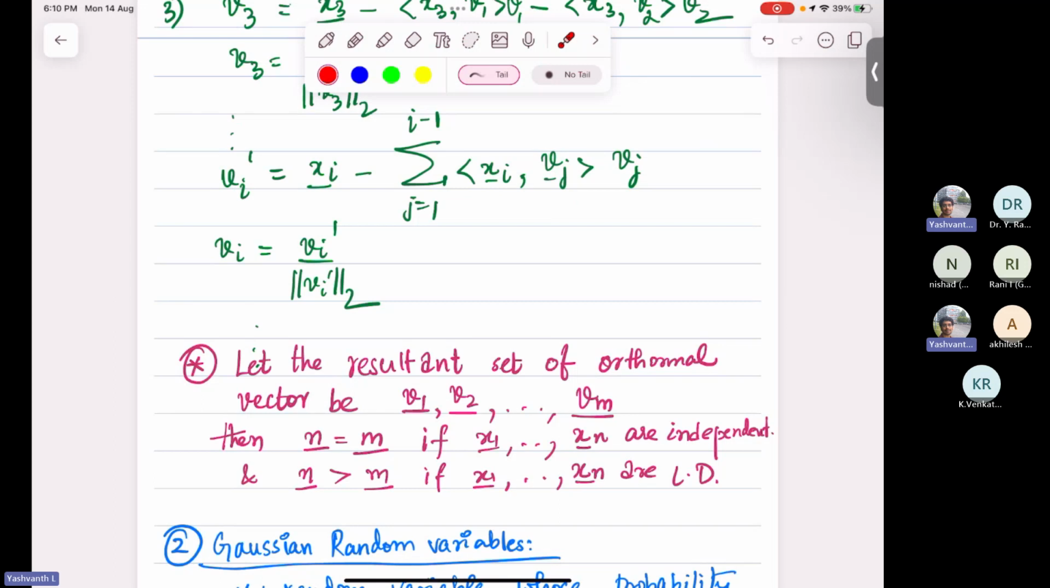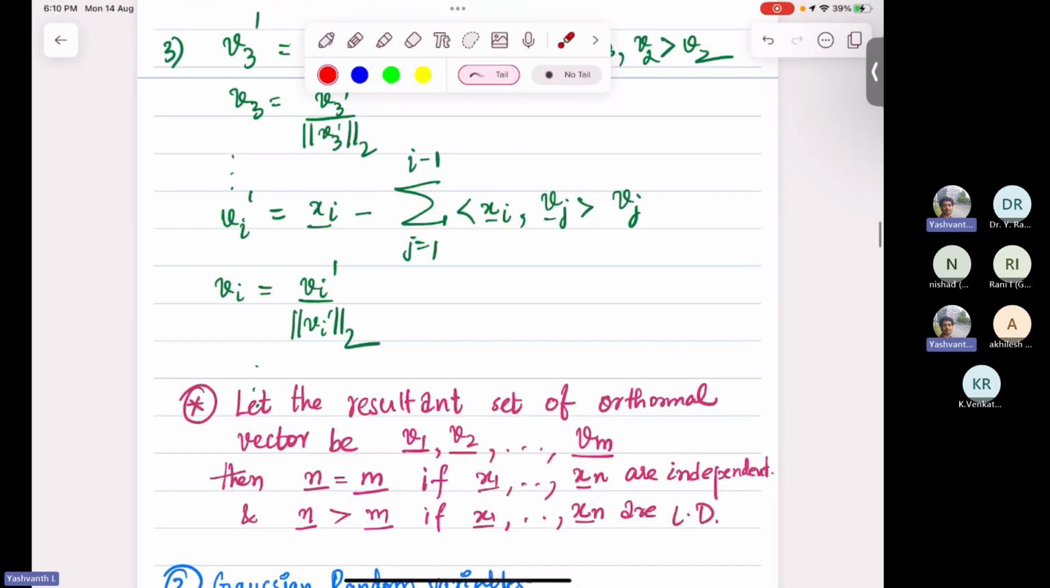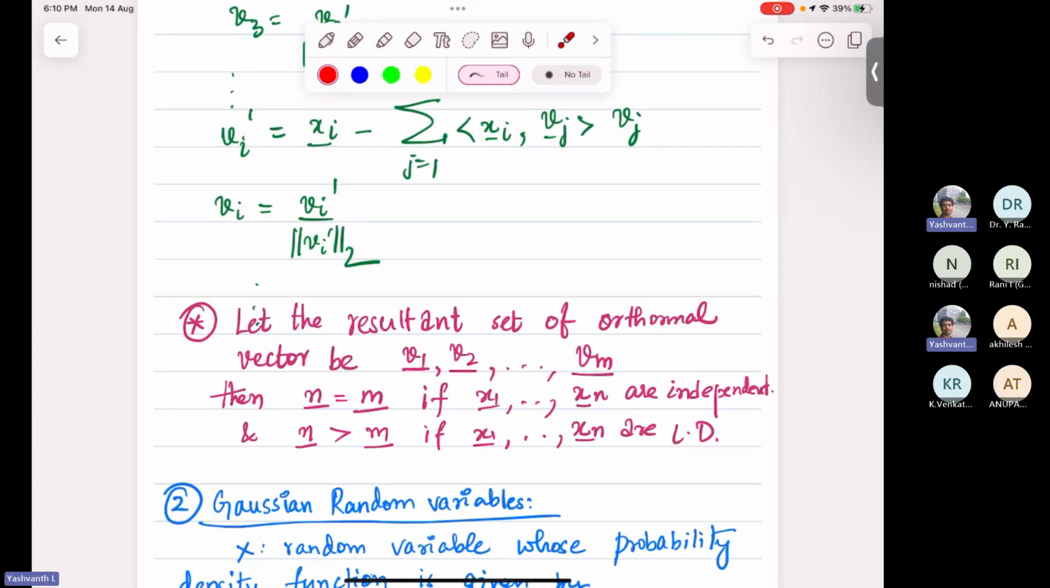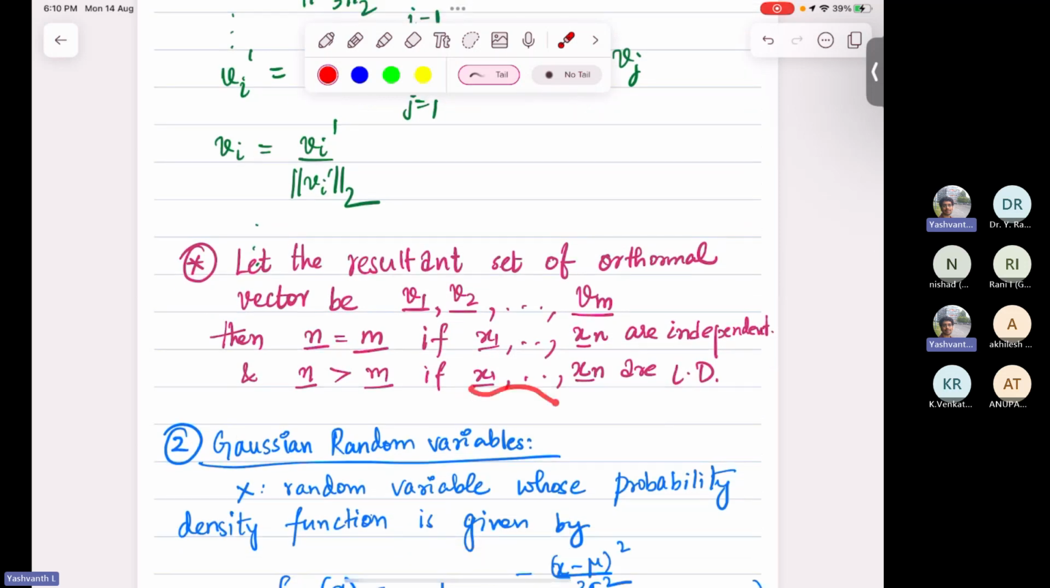But you can also perform Gram-Schmidt orthogonalization for linearly dependent vectors. I mean, you can always feed in linearly dependent vectors. But what happens in that case is the number of orthonormal vectors that you get as output will be strictly less than the number of vectors that you feed as input. So m is going to be less than n if the input vectors form a set of linearly dependent vectors.